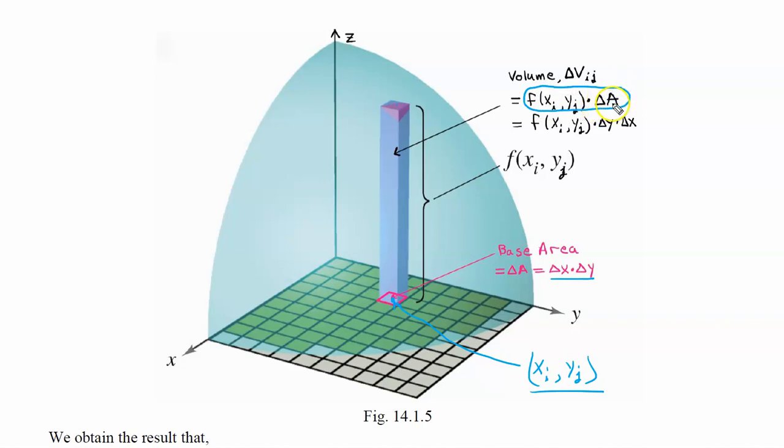So delta A is the area of the base, f of x_i comma y_j is the height, and keep in mind delta A is just delta y times delta x. Okay, so we call the volume of this delta V sub i,j. All right, so what we're going to do is add all of these up. That's going to give us an approximation to the volume, and then we're going to take the limit as these little rectangles get smaller and smaller, or the limit as we take more and more of them. Okay, so let's see what we end up with when we do that.